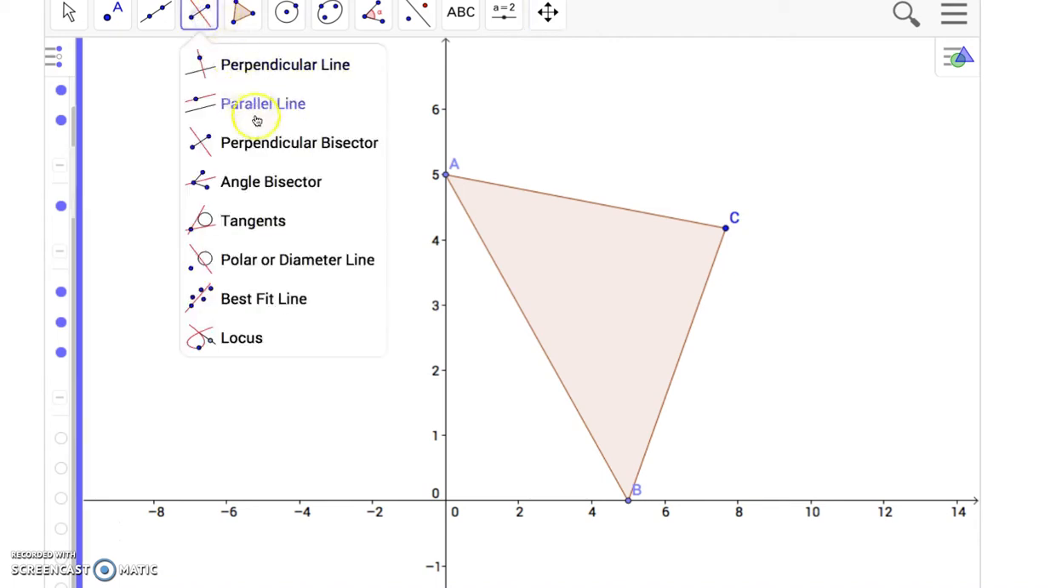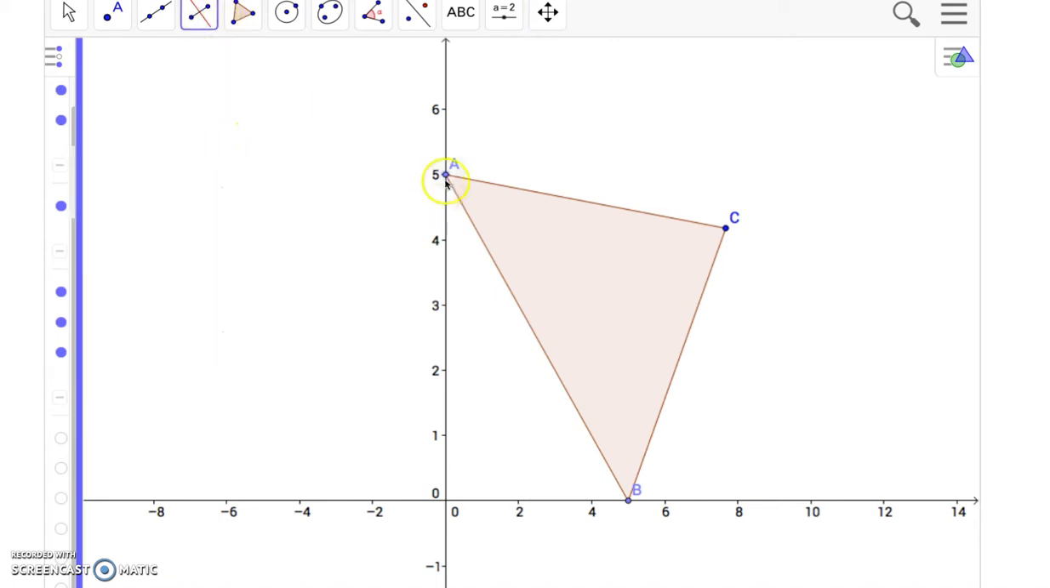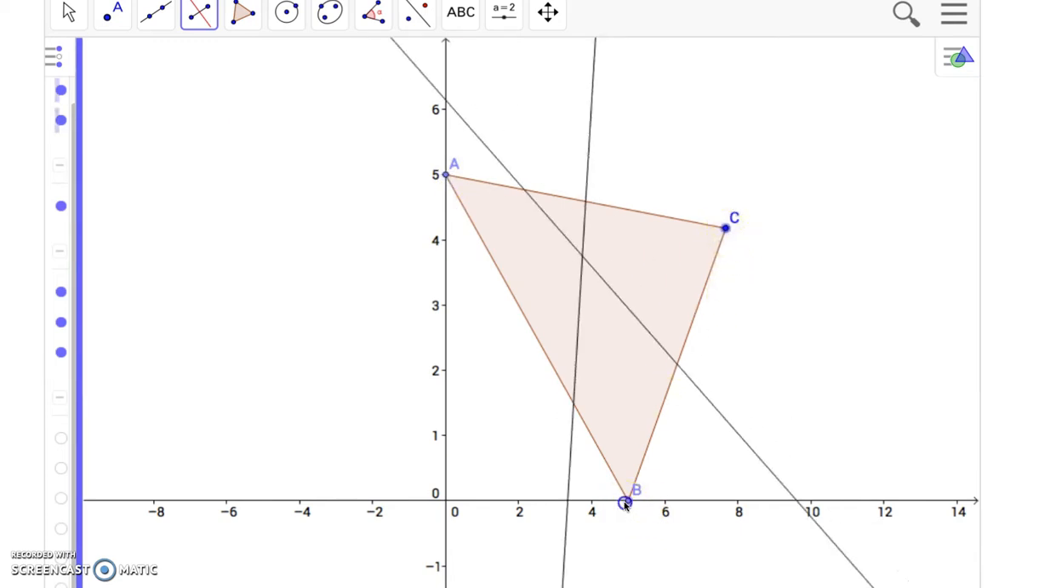So if we find a perpendicular bisector for AC, perpendicular bisector for CB, and the perpendicular bisector for AB, check out what happens. Check out what happens. That point right here, that point at the intersection of all those three perpendicular bisectors is called a point of concurrency. So three lines meet.